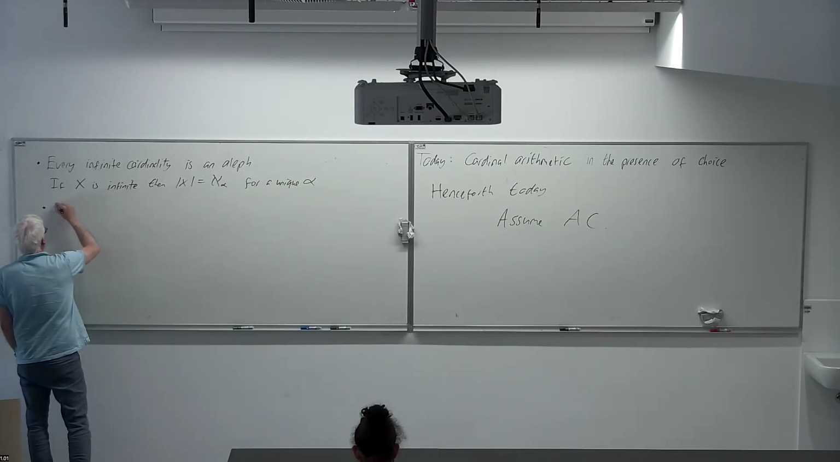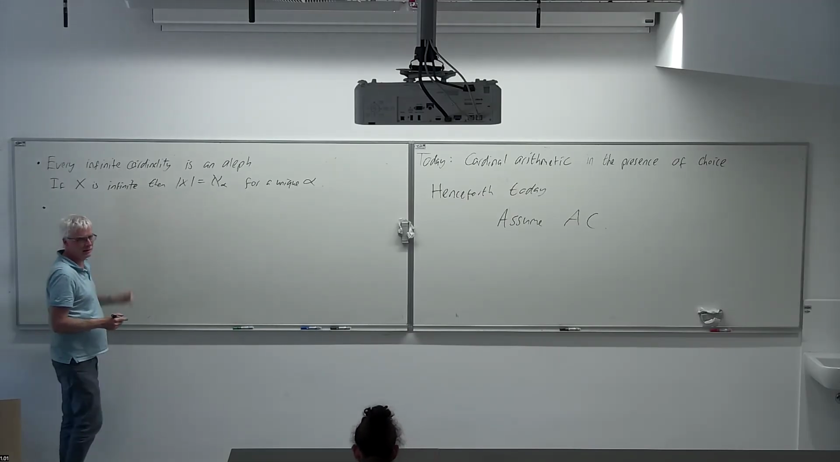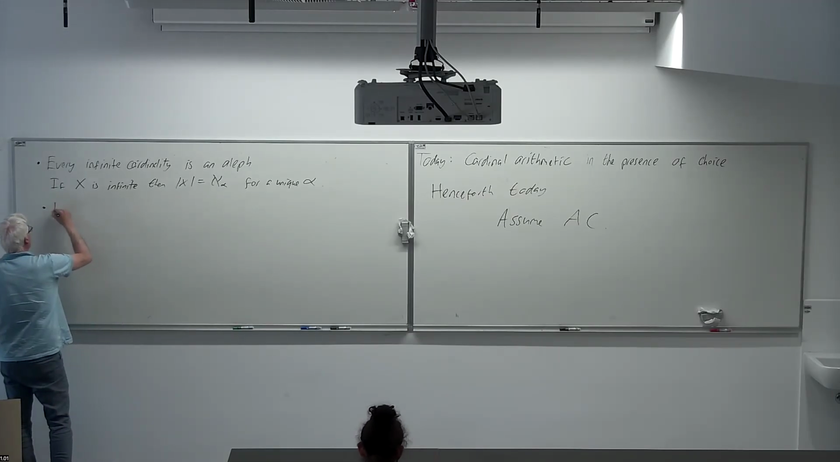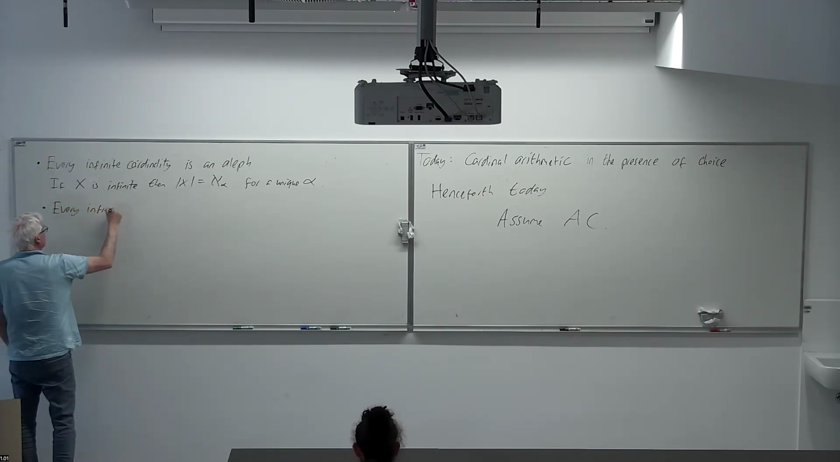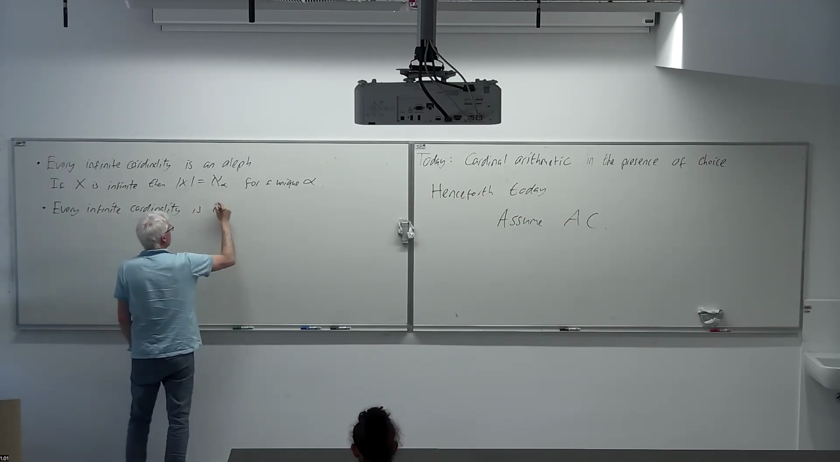So also, we proved 2 weeks ago that every aleph is its own square. And so every infinite set is its own square. Well, let's phrase that about cardinalities. Every infinite cardinality is its own square.